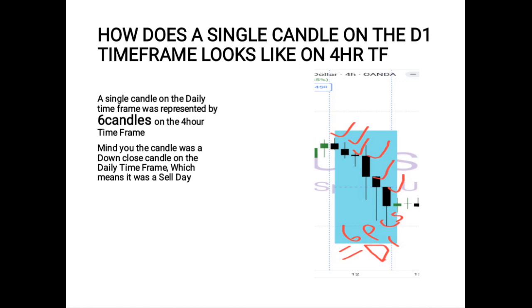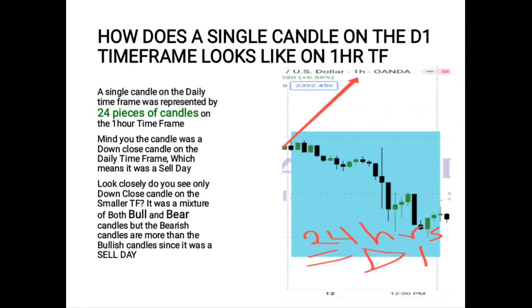Now, on a lesser time frame, how the candle really looks like on H1, which is the hourly time frame. We have 24 candles here that form 24 hours, and 24 hours makes a day. Just like the rhymes we read in school, 60 seconds make 1 minute, 60 minutes make 1 hour, 24 hours make a day. All these things can be applied to the chart.